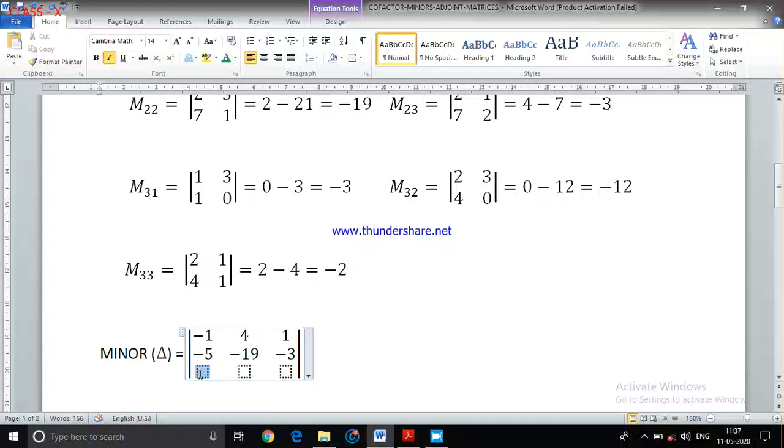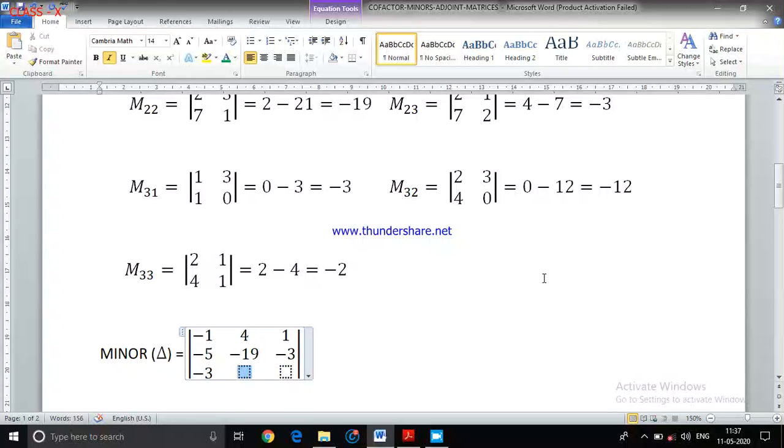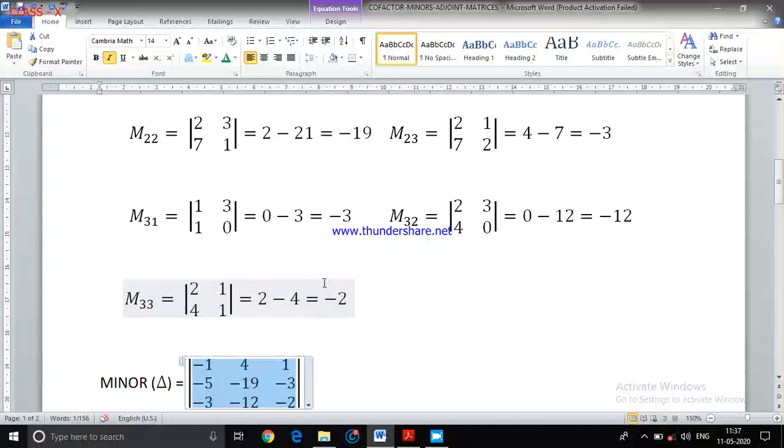So why am I writing minus 3? Because this is the place value of third row, first column, that is 31. So M31 is minus 3. So that's why I am putting minus 3 here. Now this is the position value of M32. What is the M32 value? Minus 12. So I'll put it as minus 12. And this one is the position value of M33. What is the value of M33? Minus 2. Okay. So all these elements you have to write as per their position value.